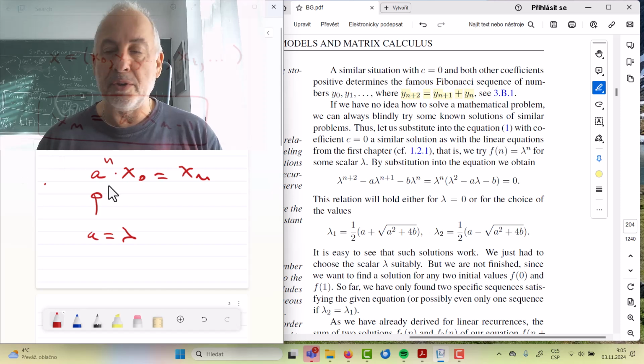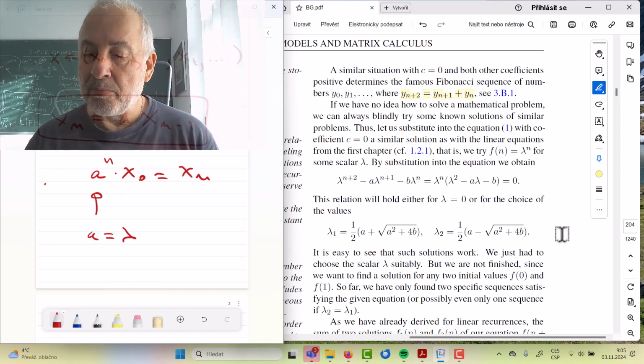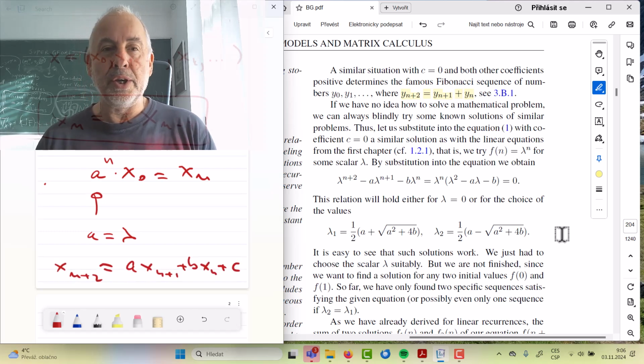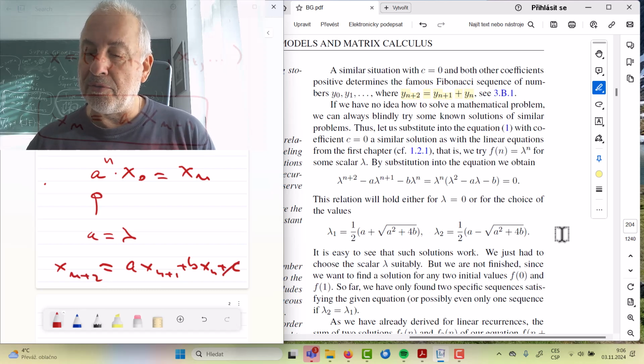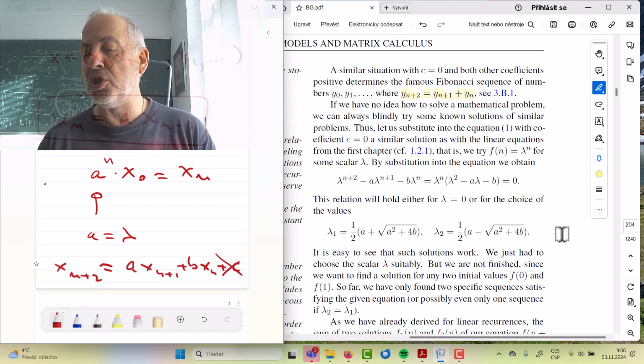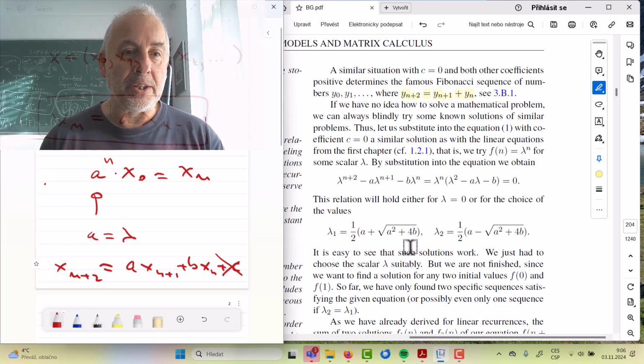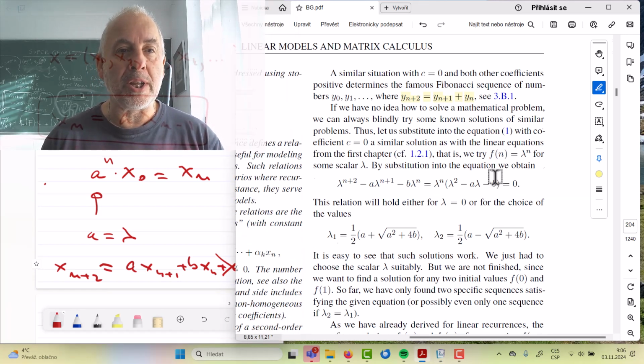So we have this equation which was xn plus 2 equals a xn plus 1 plus b xn plus c. And forget about c for the beginning, so there will be a homogeneous case. Well, I didn't tell actually the most important thing. So let me come back.